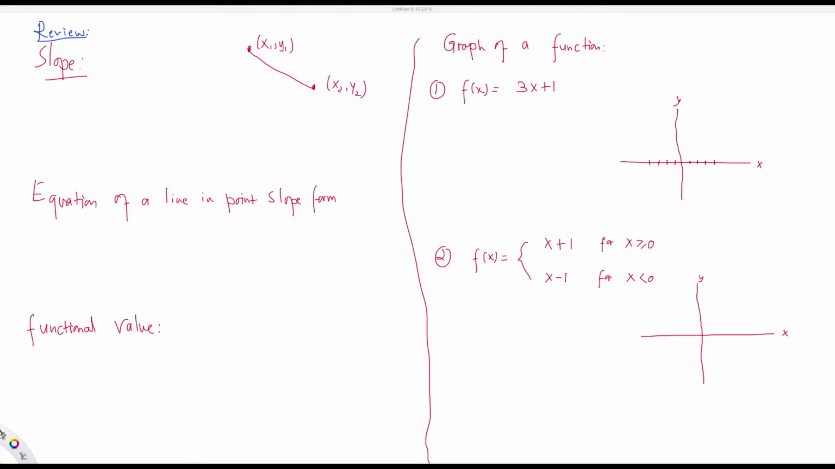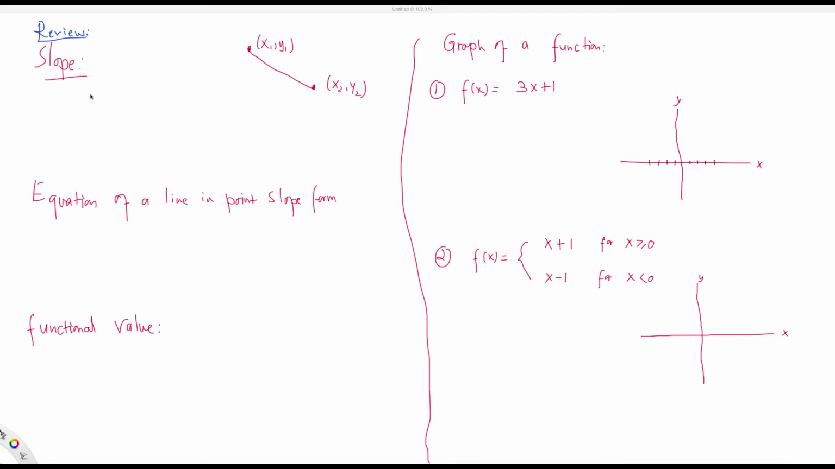Okay, so before we start section 1.2, let us talk about some of the concepts we will be using in this course, okay? The first concept I want to talk about is the slope. Do you remember the formula of a slope of a line that joins 2 points, x1, y1 and x2, y2? Do you remember that?